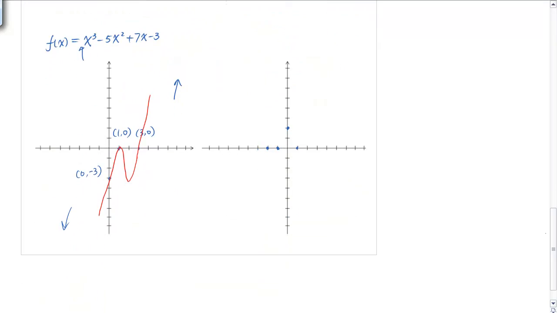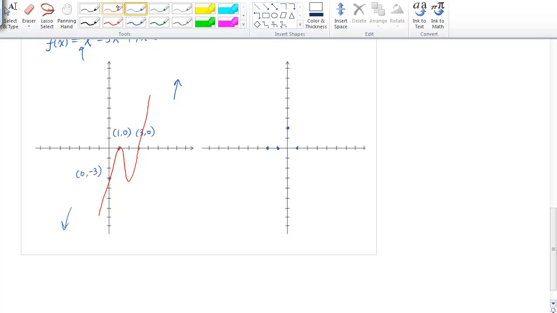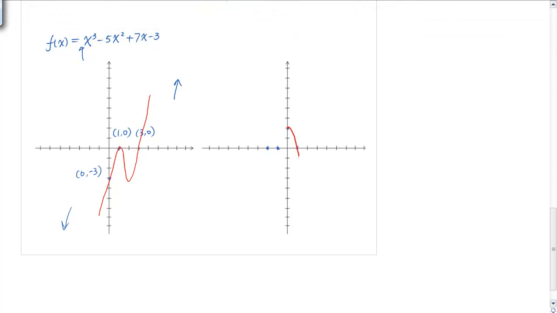Based on all this information, we can graph it to be: the right tail goes down, passing through all the x and y intercepts that we just calculated. The left tail goes up, and that will be the graph for this function.